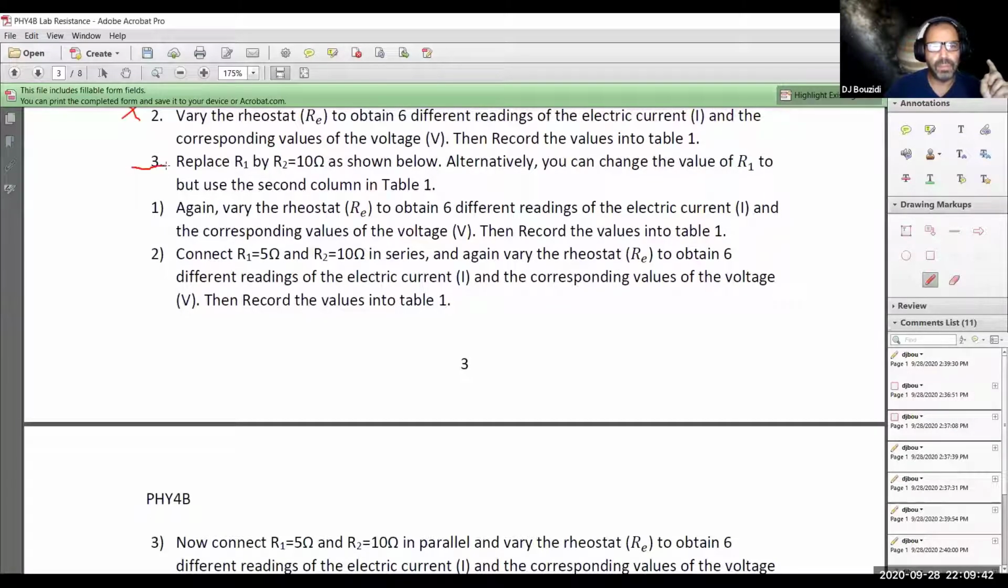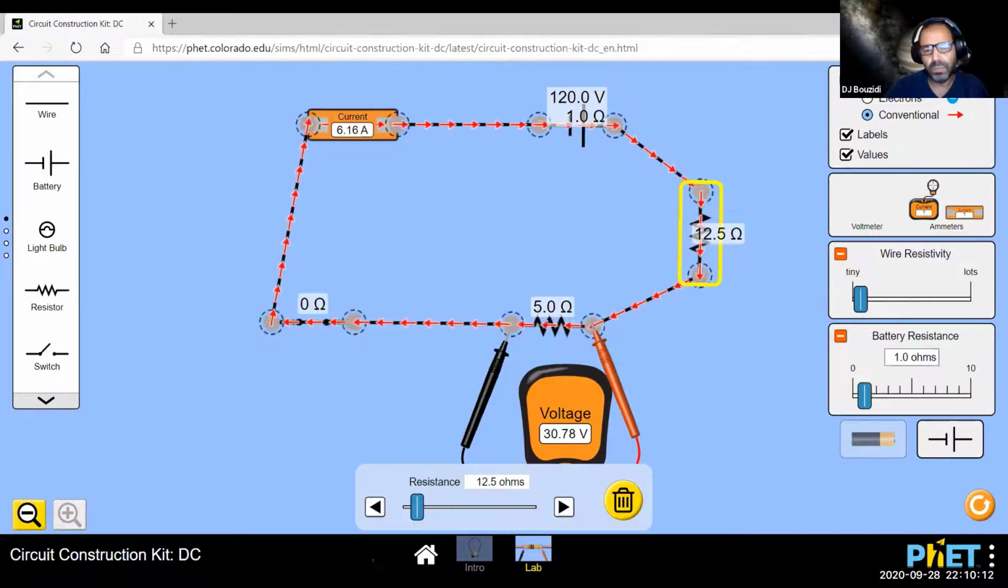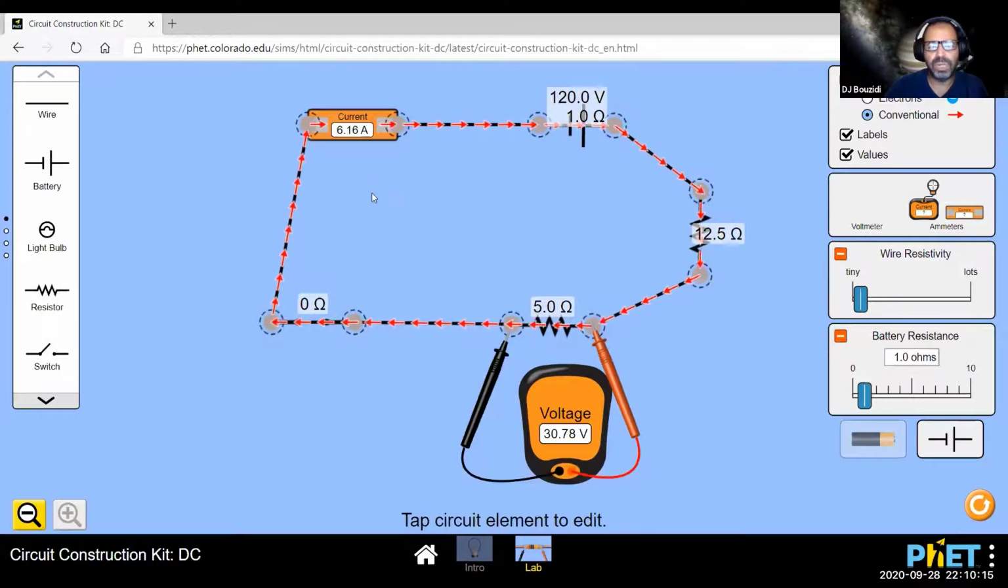For this step now, I need to change the labels in there. We're going to change the value of R2 from 5 ohms to 10 ohms and repeat the same thing, basically. So now we're going to go back to a small value in here, or we can keep it big and come down to it, it doesn't matter. But it's a good idea to bring this one down to 12.5 ohms.